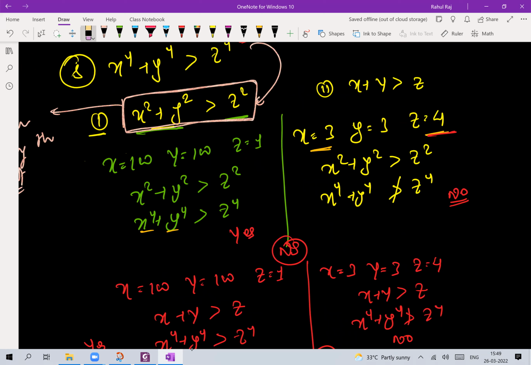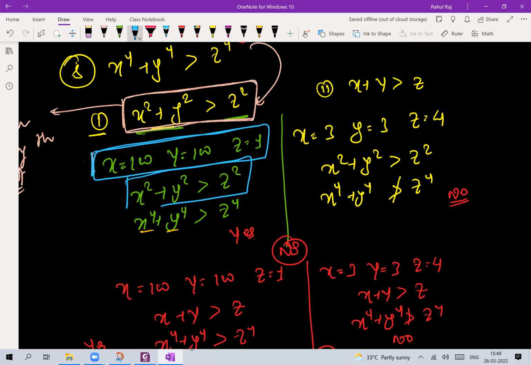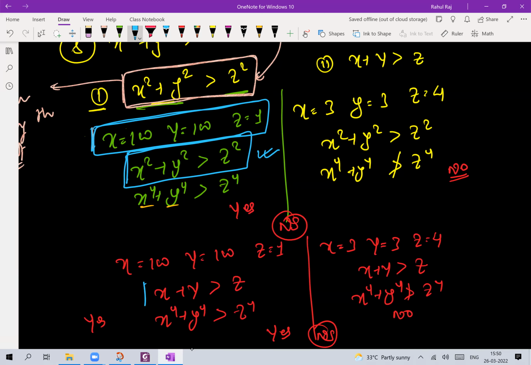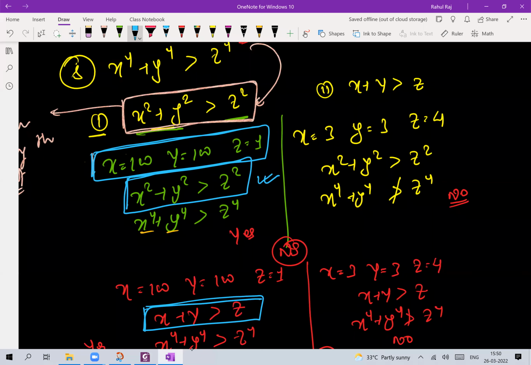Now, when I combine both the options, exactly taking the same values, I can be 100% sure that it will not be sufficient again. When I take x is equal to 100, y is equal to 100, z is equal to 1, option number 1 suffices, x square plus y square greater than z square. Options should always suffice, else whatever you are doing is wrong. Option number 2 suffices, x plus y greater than z. My question suffices, x^4 plus y^4 greater than z^4. When I take x is equal to 3, y is equal to 3, z is equal to 4.